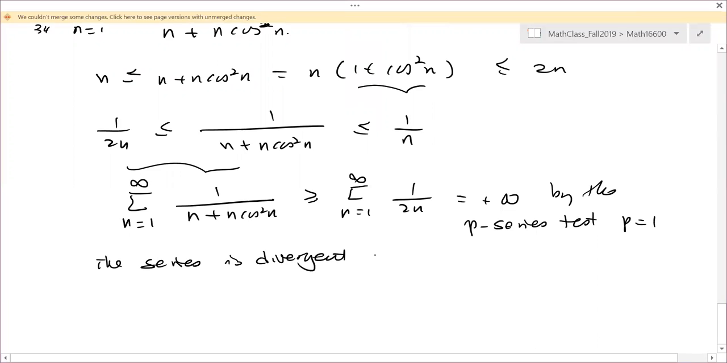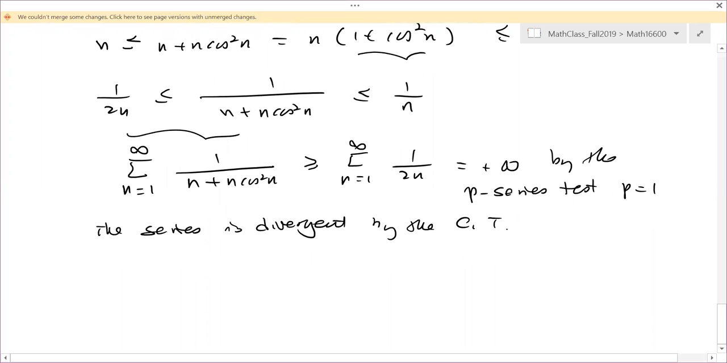We are using the comparison test. Now the limit comparison test does not work in this case. The reason is you cannot figure out the limit, because cosine squared n keeps changing. You don't know the exact value. It's hard to tell. So the limit comparison test doesn't work. You have to use the comparison test.